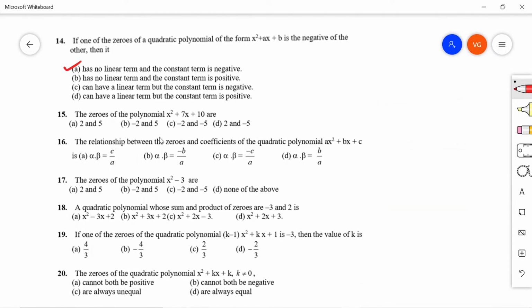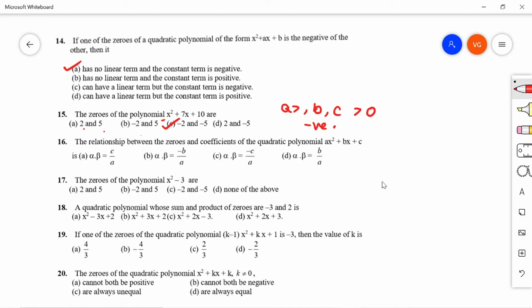Question number 15. The zeros of the polynomial x squared plus 7x plus 10 are. So 5 twos are 10 and 5 plus 2 is 7, right? So the roots are 5 and 2. Now without solving, you can check from the options. All the options have 5 and 2, but the signs are different. If all the coefficients a, b, c are greater than 0, then the roots are negative. So minus 2 and minus 5. Without solving, you can select the answer as option C, minus 2 and minus 5.